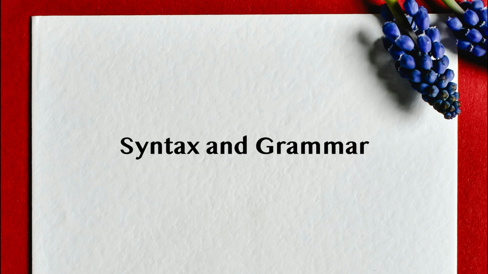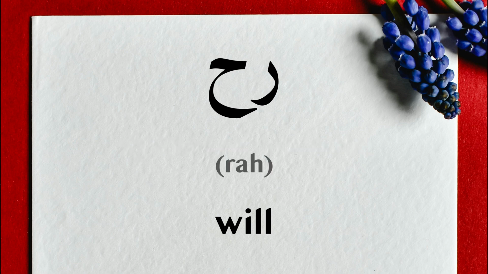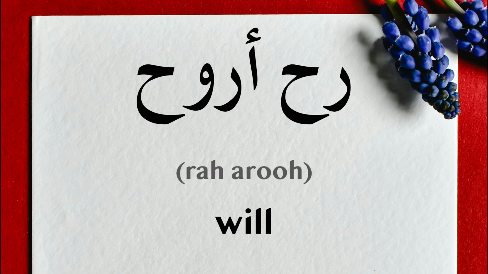Lastly, let's explore syntax and grammar similarities, specifically verb conjugation. In the Levant dialects, the future tense often uses rah before the verb to mean you will do something in the future. So for instance, if you want to say I will go, you would say rah أروح. So here, راح comes before the verb روح, which means go.